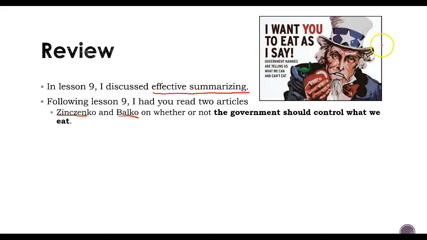I really like this graphic right here of Uncle Sam holding the apple. They're interesting. David Zinczenko thinks that fast food companies need to be held responsible. Balko thinks that the government shouldn't get in the way of what it is that we're trying to eat. So I wanted you to summarize both of those based on the strategies that we use, and I gave you some feedback on that.